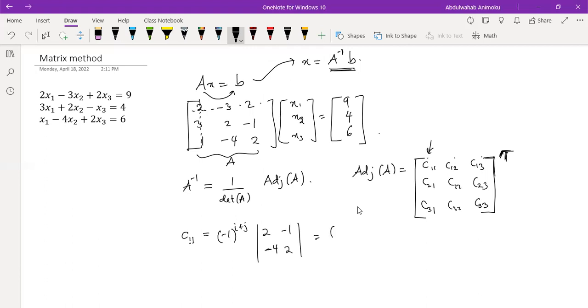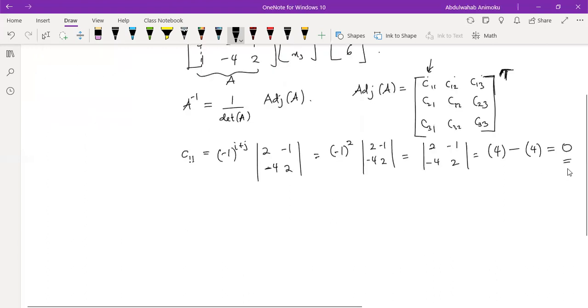So basically C11 is -1 raised to power 1 plus 1 times the determinant of this. What does that give us? That is just 1, times the determinant of this, which is quite easy to do. So the determinant of this is what? 4 minus -4 times -1, that is plus 4. So this will give us 0. That means the first cofactor is 0.